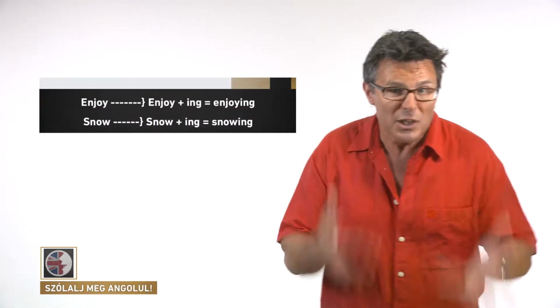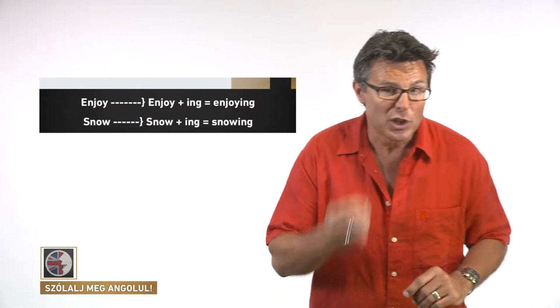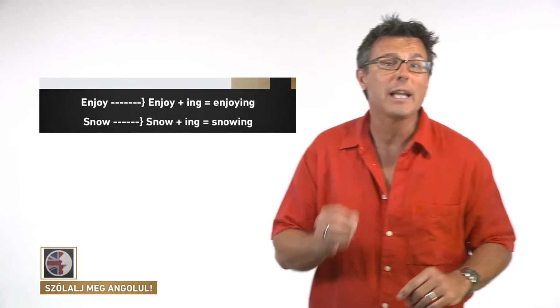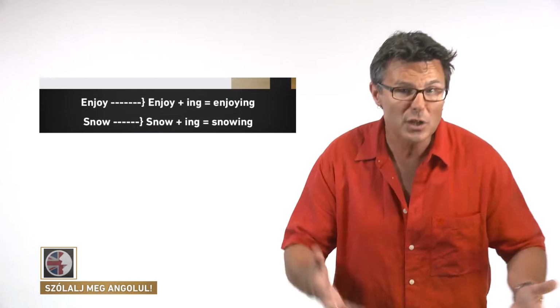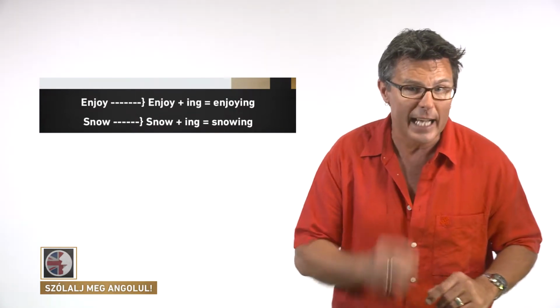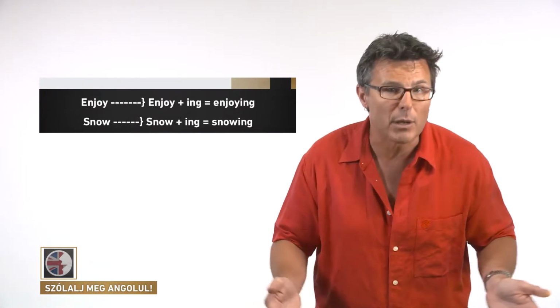Great! Now, who remembers what happens if the last letter of the verb is a Y or a W? Yes, that's right. If the verb ends in Y or W, we don't double the last letter before we add ing either. So, the verb to enjoy, when we add the ing ending, has still got only one Y. And the verb to snow, when we add the ing ending, has only got one W.